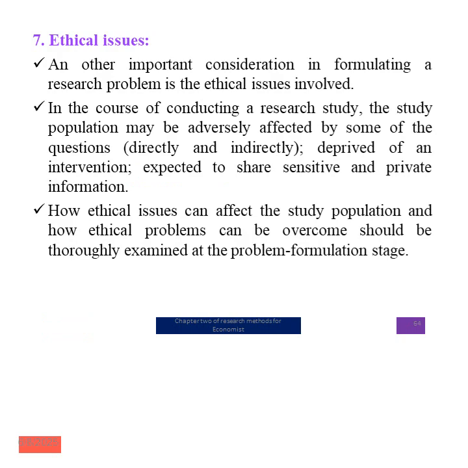The final one is about ethical issues. Another important consideration in formulating a research problem is the ethical issue involved. In the course of conducting a research study, the study population may be adversely affected by some of the questions, directly or indirectly, deprived of an intervention, or expected to share sensitive and private information. How ethical issues can affect the study population and how ethical problems can be overcome should be thoroughly examined at the problem formulation stage. Otherwise, it is difficult.